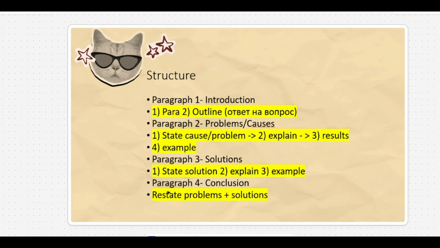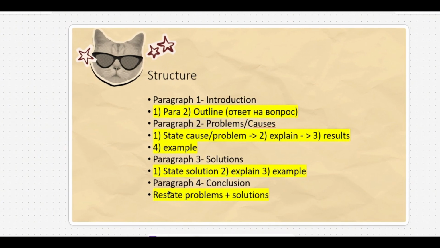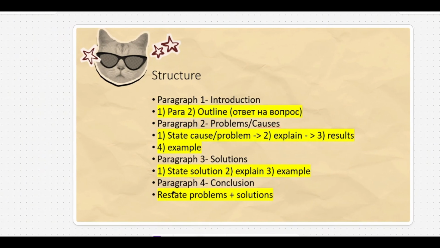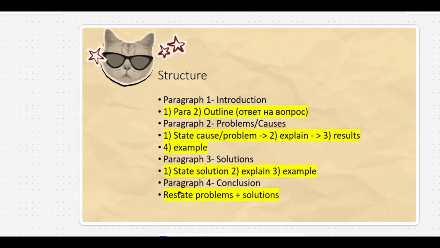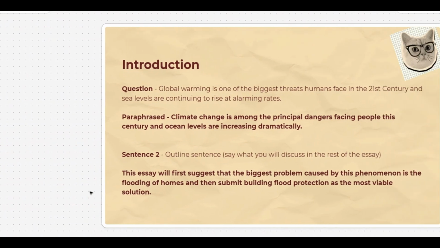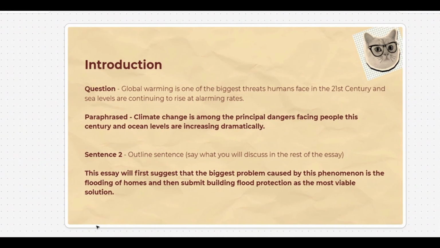And for the second paragraph, problems and causes, this is one of your 2 body paragraphs. For each problem or cause, you follow a 4-step formula. First of all, you need to state it, then explain it, describe the results, and give an example. And for the third paragraph, which is your solutions paragraph, your second body paragraph, each solution follows 3 steps. First of all, state it, then explain it and give an example. And for the last paragraph, conclusion, restate the key problems and solutions briefly. No new ideas here. You can optionally add a prediction or recommendation if you have time and have already met the word count.